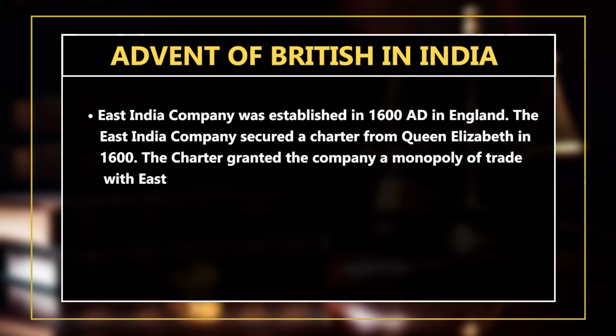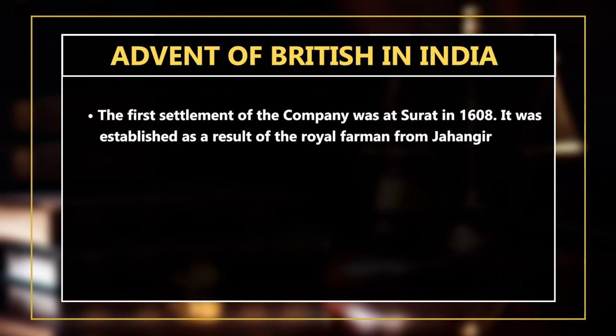Now let's talk about the advent of the British in India. The East India Company was established in 1600 AD in England. It secured a charter from Queen Elizabeth in 1600. The charter granted the company the monopoly of trade with the East. The first settlement of the company was at Surat in 1608. It was established as a result of the royal firman from Jahangir.